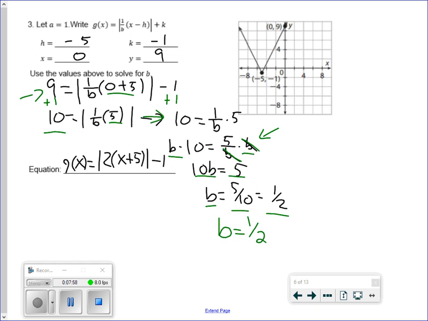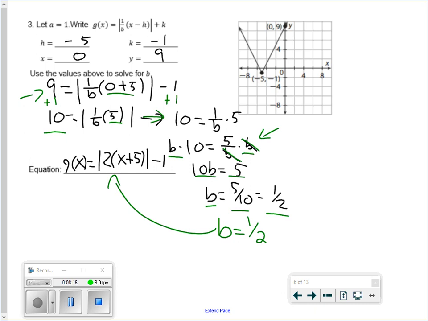We take that b, remember it's 1 over 1/2. So you just flip the b, and that gives you this equation right there. g of x equals the absolute value of 2 times x plus 5, all minus 1. And that's your final answer. All right?